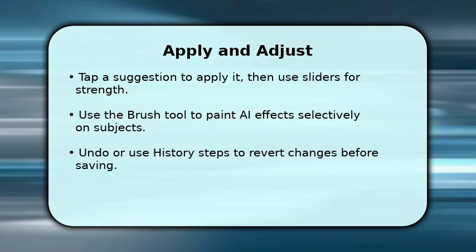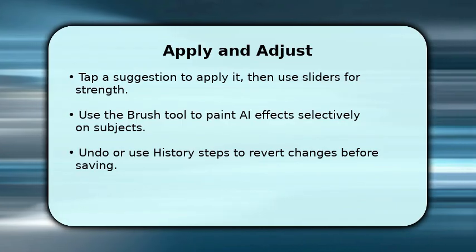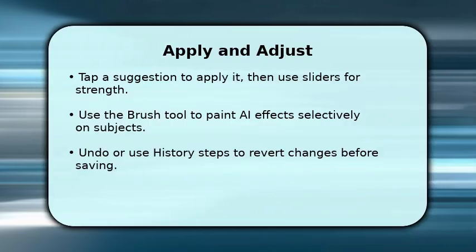Tap a suggestion to apply it, then use sliders for strength. Sliders control intensity for aspects like brightness, detail, and color warmth. Use the brush tool to paint AI effects selectively on subjects or in the background.